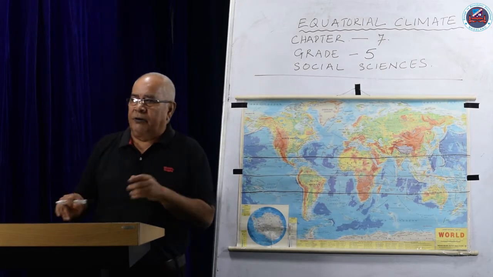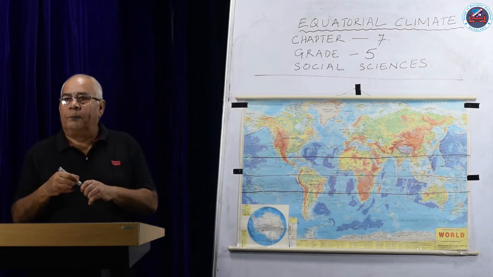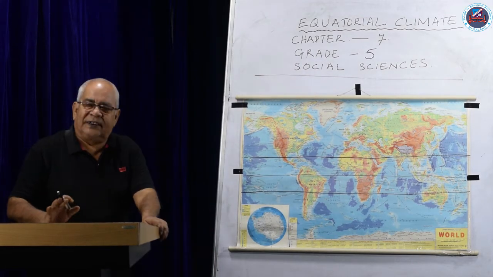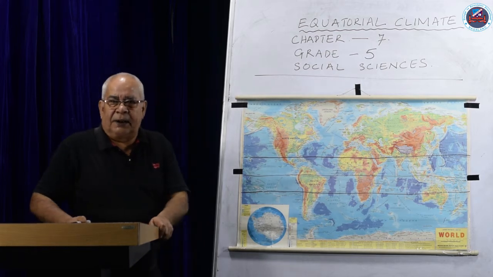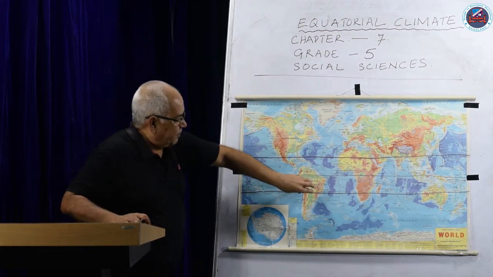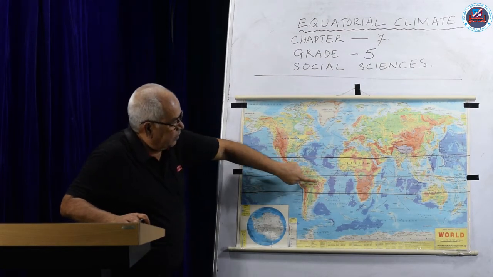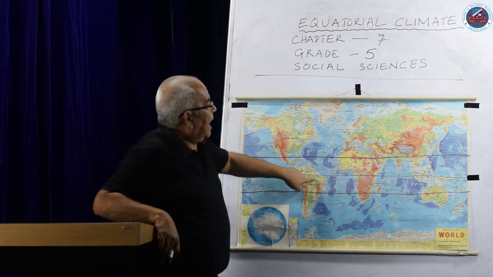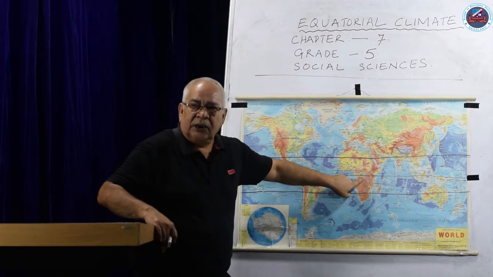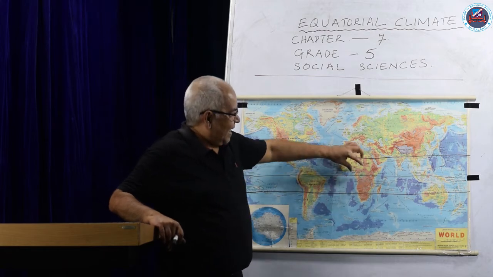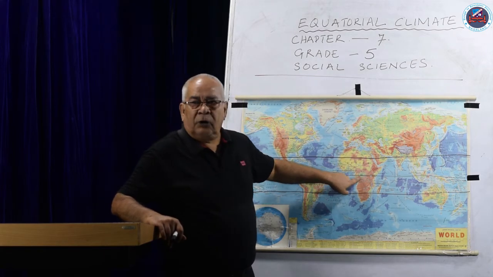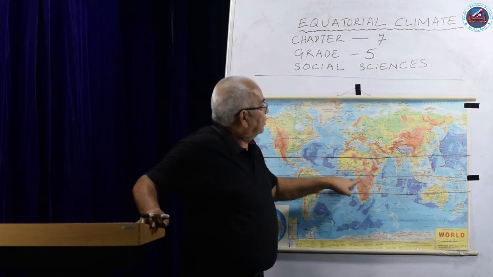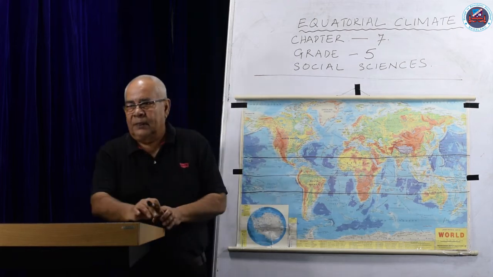Now, the equatorial region is home to both of the world's densest forests. That means the Amazon in South America, that is exactly here, okay, and the equator also passes through the Amazon basin, as well as the Zaire basin or the Congo, which is in Africa. The equator also passes through the Zaire basin.